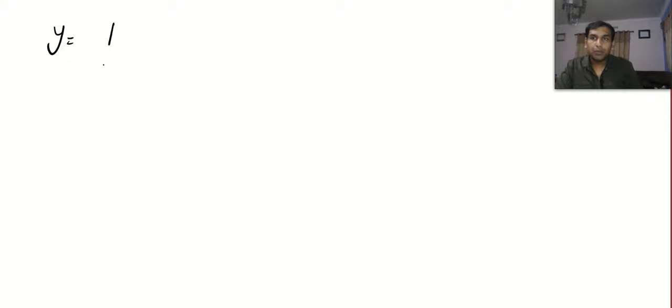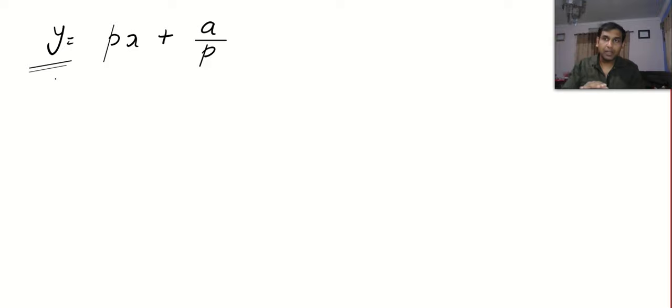y is equal to px plus a by p. Now look at this. This is 100% Clairaut's. You can see p into x. Now the remaining is a function in p. There is no x, there is no y. So as always, in an equation solvable for x, you will differentiate with respect to y, and in an equation solvable for y, you will differentiate with respect to x. So Clairaut's equation being an equation solvable for y, we differentiate with respect to x.